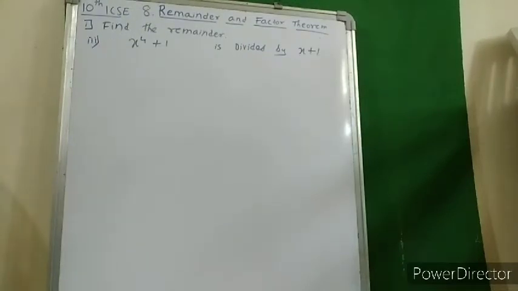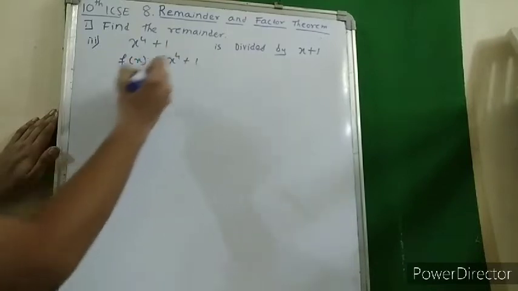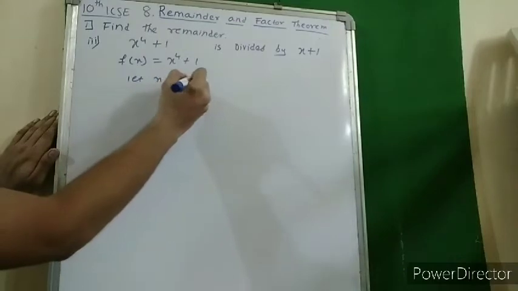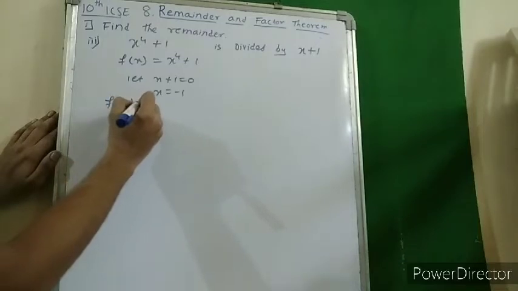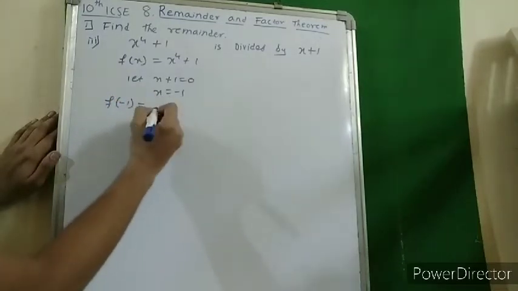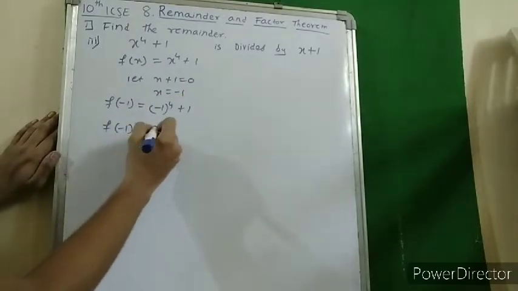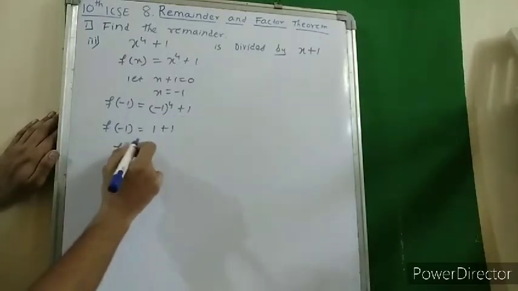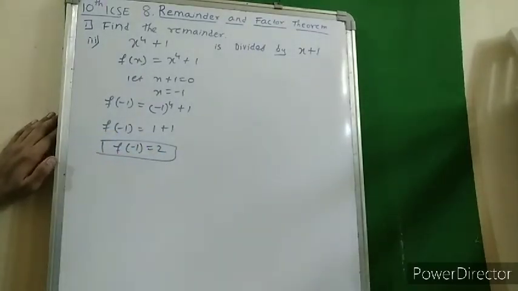Third question, x raised to 4 plus 1 is divided by x plus 1. So we have the function of x as x raised to 4 plus 1, divided by x plus 1. So let x plus 1 be equal to 0. So we will have x is equal to minus 1. So function of minus 1 will be minus 1 raised to 4 plus 1. Minus 1 raised to an even number is 1, plus 1 is equal to 2. So the function of minus 1 is 2.